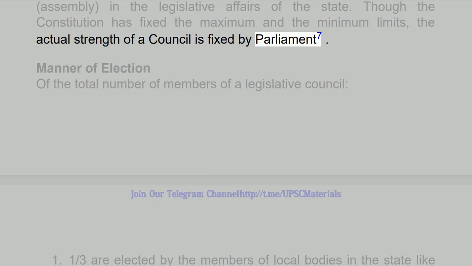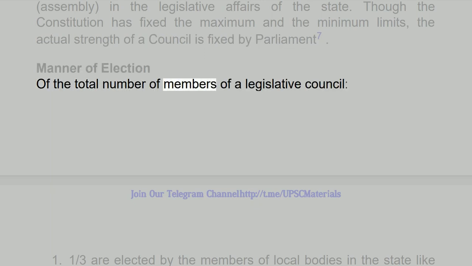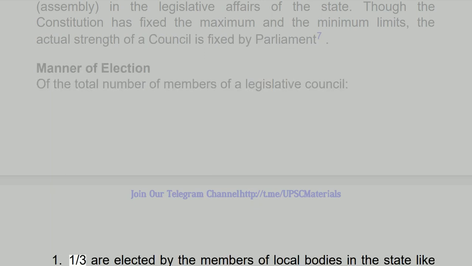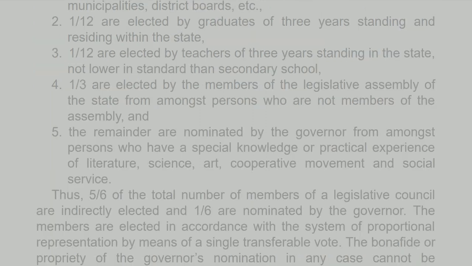Though the Constitution has fixed the maximum and the minimum limits, the actual strength of a council is fixed by Parliament. Manner of election: of the total number of members of a legislative council, 1/3 are elected by the members of local bodies in the state like municipalities, district boards, etc. 1/12 are elected by graduates of 3 years standing and residing within the state. 1/12 are elected by teachers of 3 years standing in the state, not lower in standard than secondary school. 1/3 are elected by the members of the Legislative Assembly of the state from amongst persons who are not members of the Assembly. The remainder are nominated by the governor from amongst persons who have a special knowledge or practical experience of literature, science, art, cooperative movement and social service.